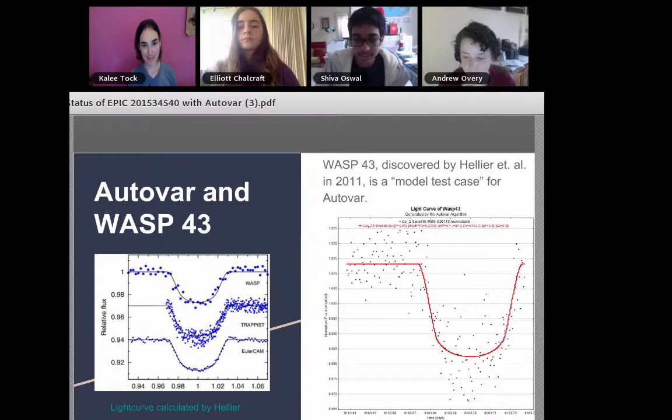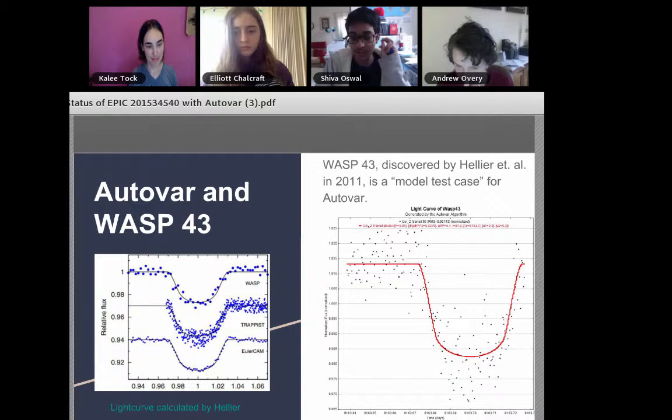We tested our case with WASP-43, which was discovered by Hellier et al. in 2011 to be an exoplanetary system. It's a model test case because of the large size of the flux dip. So Hellier's data is on the left, and our data calculated with AutoVAR is on the right, and it clearly demonstrates an exoplanetary dip.